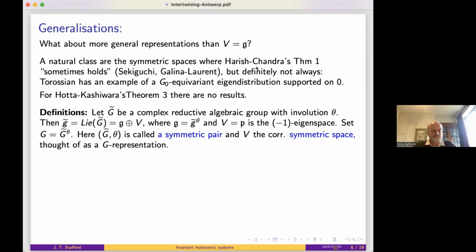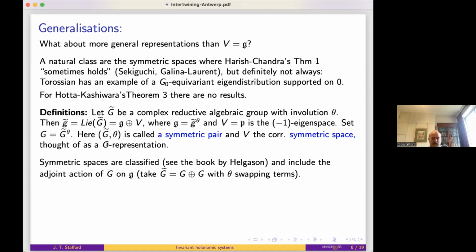For a symmetric space, we take a second complex reductive algebraic group G tilde and assume it has an involution theta. This will split the Lie algebra of G tilde into the invariants, which is a sub-Lie algebra, and a vector space, the -1 eigenspace, which I'll call capital V. And then I've just got a corresponding Lie group, which I'm calling capital G. So here, the pair (G tilde, G) is called a symmetric pair, and V is the symmetric space I'm talking about. That is always a representation for both capital G and little g.